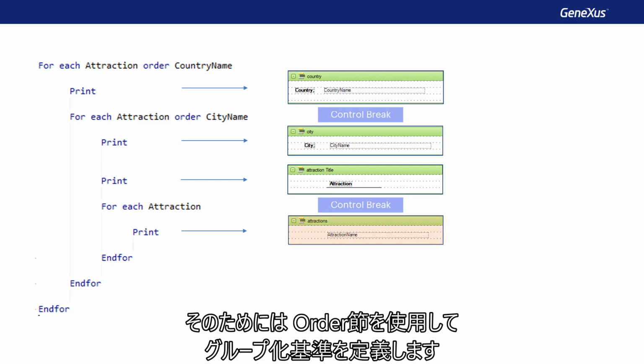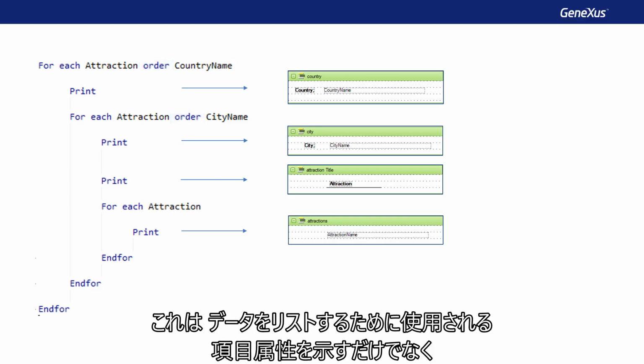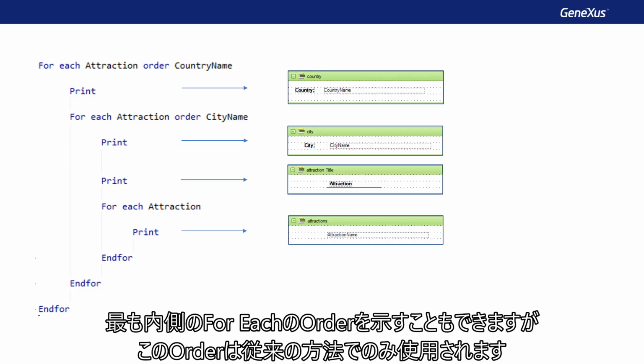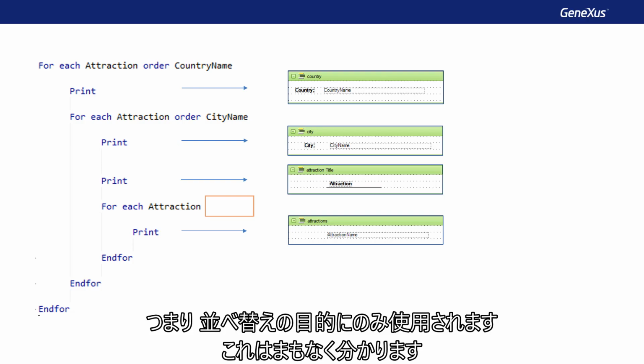To do so, we will define the grouping criteria using order clauses. Remember that the order is very important in a control break. It not only indicates the attribute or attributes used to list data, but also sets how to group it. We could indicate an order for the innermost for each, but this order will only be used in the conventional manner. That is, it will be used only for ordering purposes. We'll see this soon.